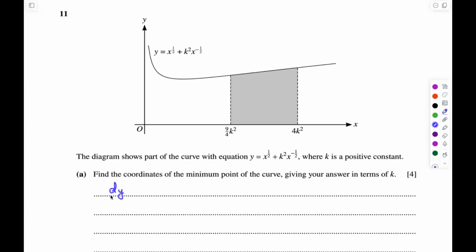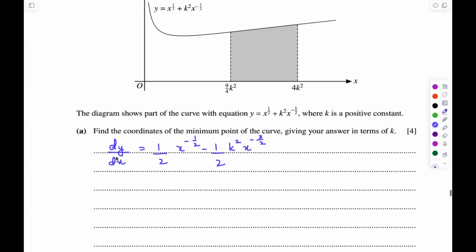So first finding the dy/dx, multiplying 1/2 by 1, so that will be 1/2 x to the power minus 1/2. And this power minus 1/2 will multiply by k squared, so that will become minus 1/2 k squared, and decreasing the power of x by 1, this will become x to the power minus 3/2. Now, as it is a minimum point, dy/dx will be equal to 0.